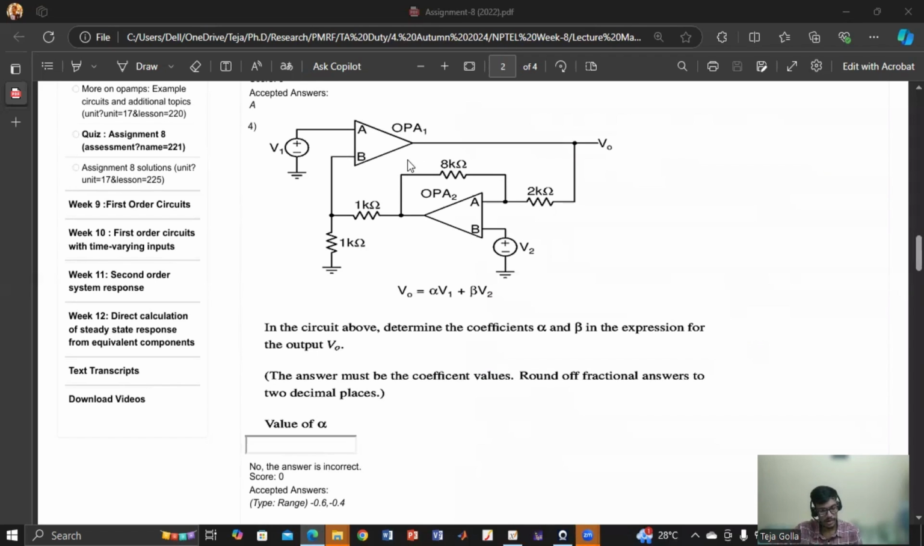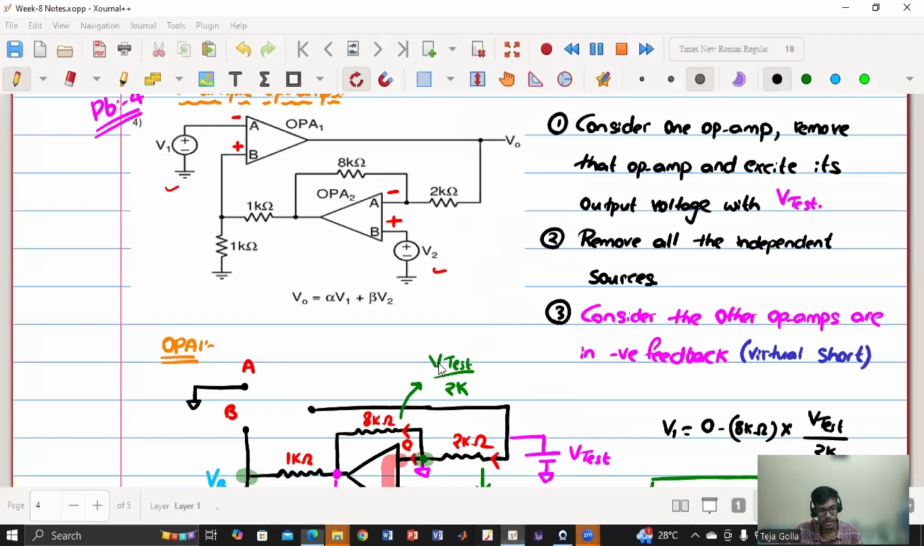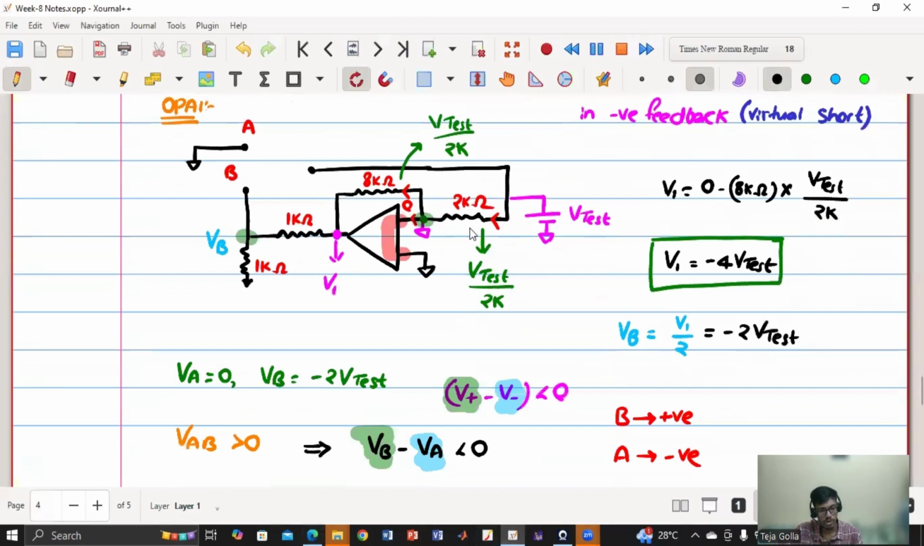So anyway, it is provided this is also negative feedback, this is also negative feedback, but I am finding the terminals. So I am free to assume that this is negative feedback for finding the terminals of this. So we are assuming this is in negative feedback and we are applying the concept that we have learned to find the terminals of this op-amp. So this is negative feedback. We are exciting its output voltage with the V test, and then we have found what are the terminals of A and B.